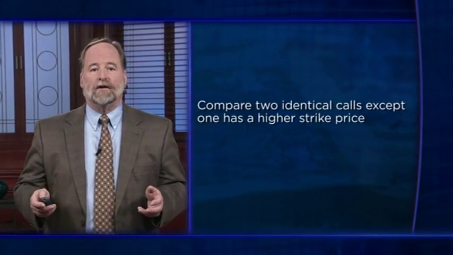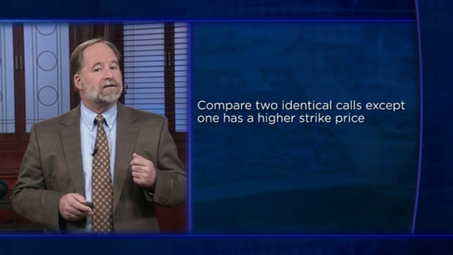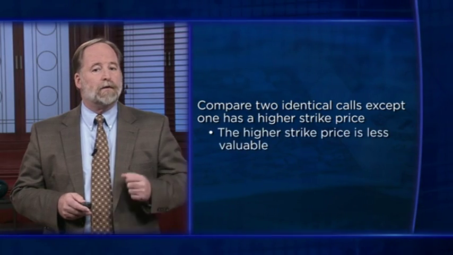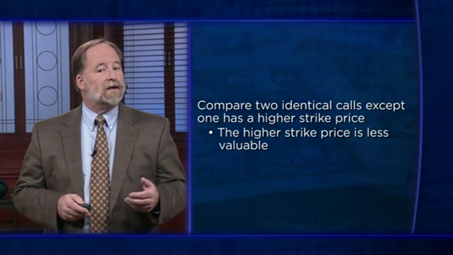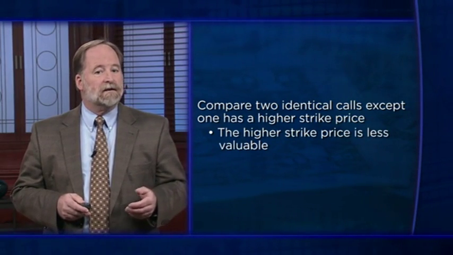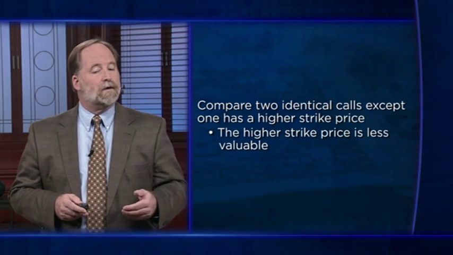Now, before getting to the formulas, let's just get a sense of when an option will be expensive or cheap, or how the price of an option might change given a change in market conditions. Let's compare two calls that are identical, except that one has a higher strike price than the other. The one with a higher strike price is less valuable. It's less likely to end up in the money. And if it does, the one with the lower strike will be more in the money than the one with the higher strike.